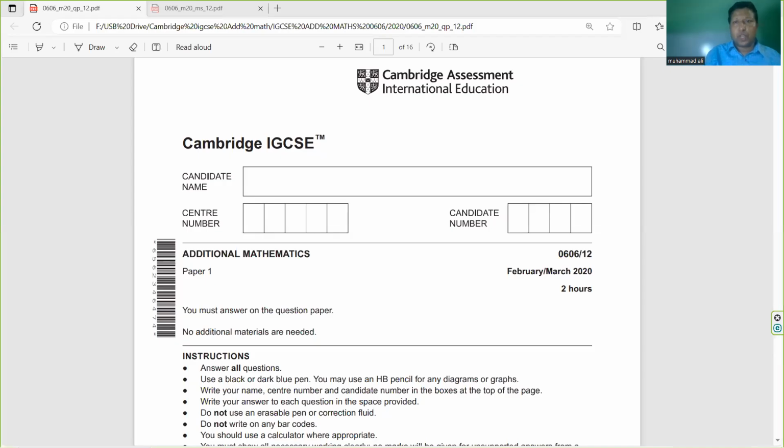Today we will solve one trigonometric problem from an additional mathematics question paper. Now see, how can you solve this maths? This question is from February-March 2020, variant 12, additional mathematics paper 1.